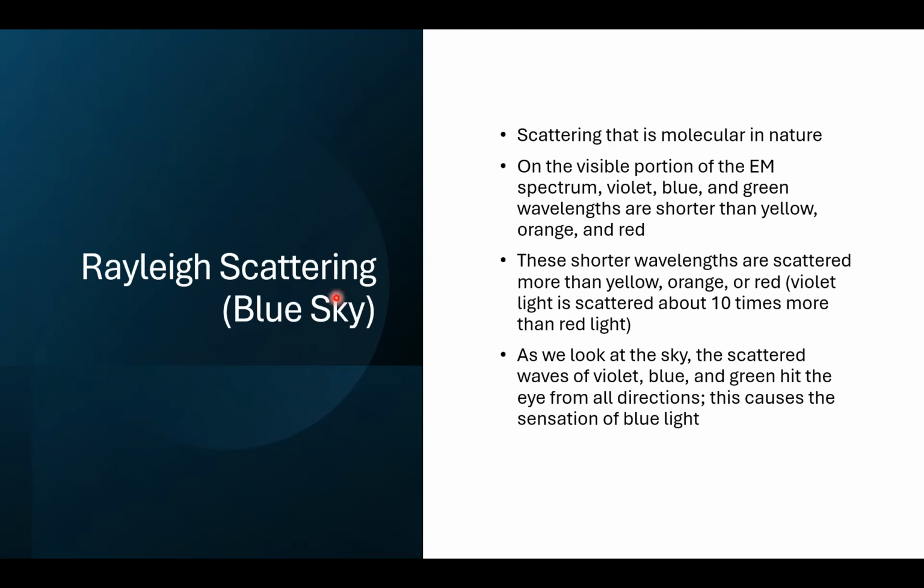Rayleigh scattering is what's responsible for the blue sky, why we see the sky blue. It's scattering that's molecular in nature. On the visible portion of that electromagnetic or EM spectrum, the colors of violet, blue, and green have wavelengths shorter than yellow, orange, and red. And these shorter wavelengths are going to be scattered more than the yellow, orange, and red. Look at this. The color violet is scattered about 10 times more than red light. So as we look at the sky, the scattered waves of those violets, blues, and greens are going to hit our eye from all directions. Remember I said scattering is going to reflect or scatter off objects in all directions. This is going to cause a sensation of blue light to our eyes, and this is what makes the sky blue.